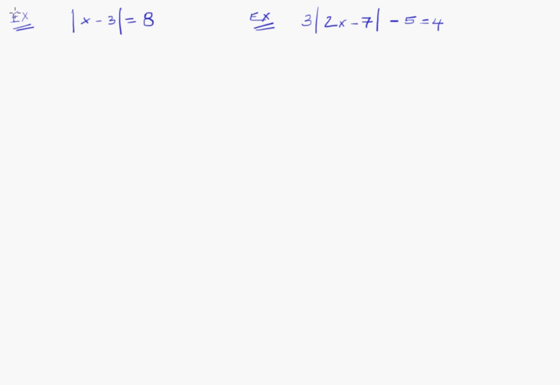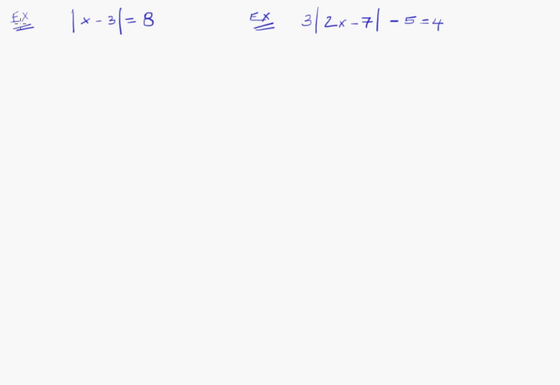So the absolute value of x minus 3 equals 8 means that inside the absolute value marks, the solution to x minus 3 can be either equal to 8 or equal to negative 8. And because then we take the absolute value of either number and we get 8.